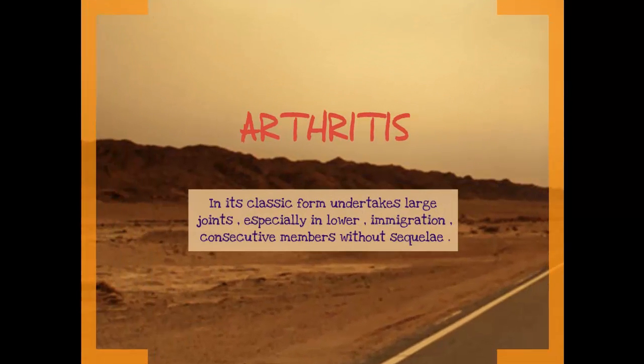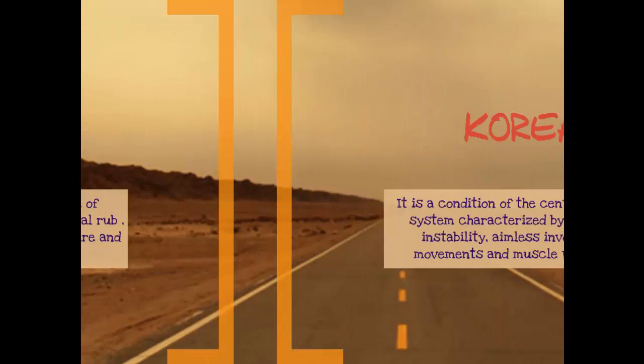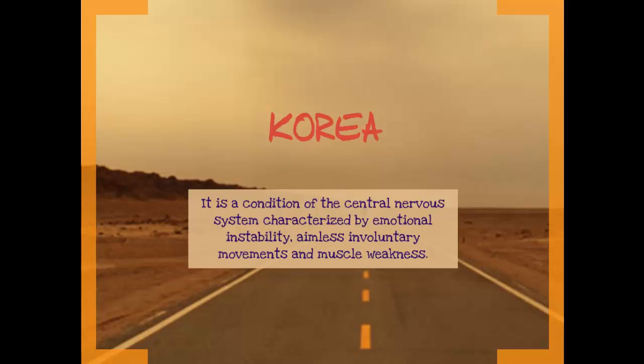Arthritis. In its classic form it involves large joints, especially of the lower limbs, migrating consecutively without sequelae. Carditis. It is diagnosed by the presence of murmurs, cardiomegaly, pericardial rub, gallop rhythm, signs of heart failure, and tachycardia during sleep. Chorea. It is a condition of the central nervous system characterized by emotional instability, aimless, involuntary movements, and muscle weakness.